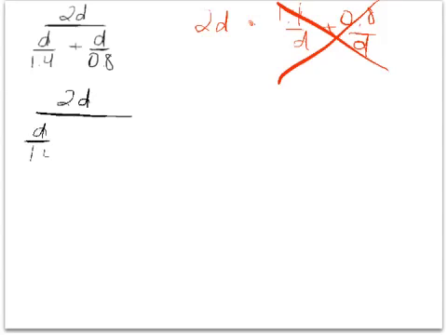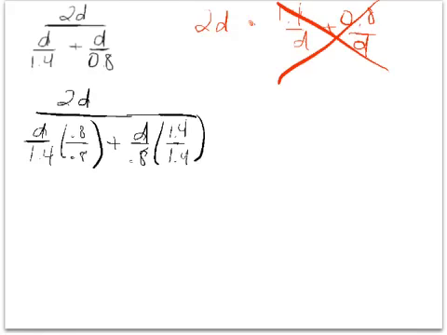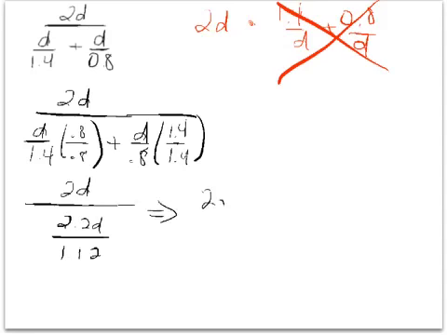And I have d over 1.4. I'm going to multiply that by 0.8 over 0.8 plus d over 0.8 multiplied by 1.4 over 1.4. That leaves me with 2d over 0.8d plus 1.4d, 0.8 plus 1.4, 2.2d over 1.4 times 0.8, 1.12. Now I can switch it from a division problem to a multiplication problem.